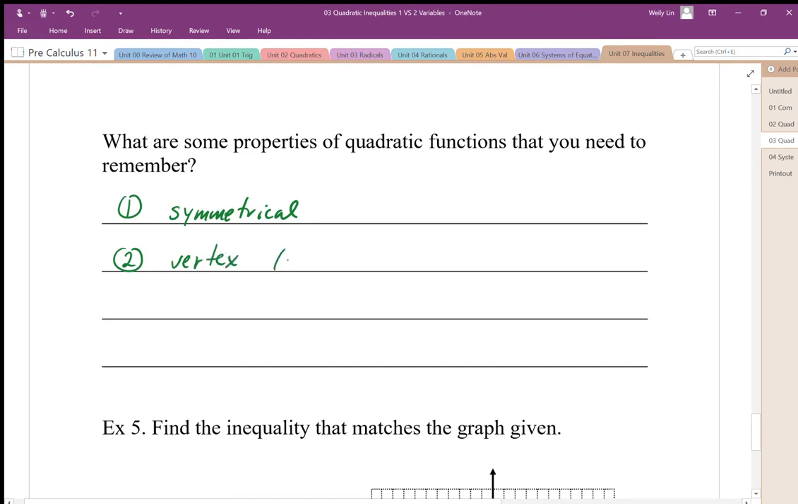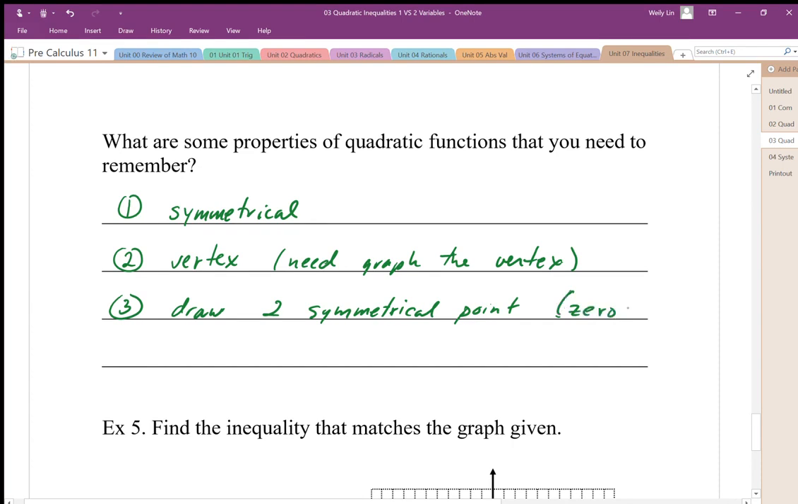So we must graph the vertex, and we also need to draw two symmetrical points. Now they could be zeros. Zeros are perfectly fine. If you want to find zeros, we'll have our two symmetrical points, and then we still need the vertex.